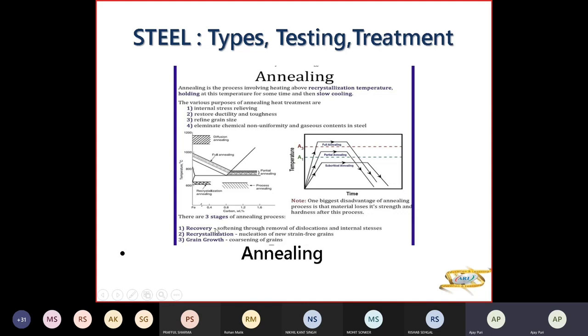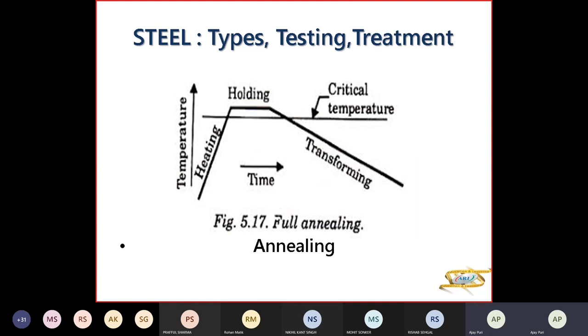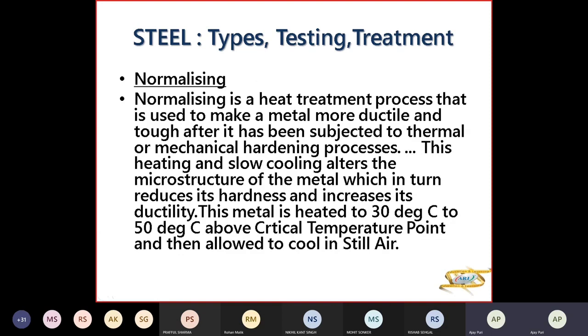So your three stages are recovery, which is softening through removal of dislocations and internal stresses; recrystallization, because you're holding it, so nucleation of new strain-free grains takes place and grain size is refined; and grain growth or coarsening of grain, because you're doing slow cooling. So you are heating above this critical temperature, holding, and then slowly cooling to transform the material. The second method is normalizing.